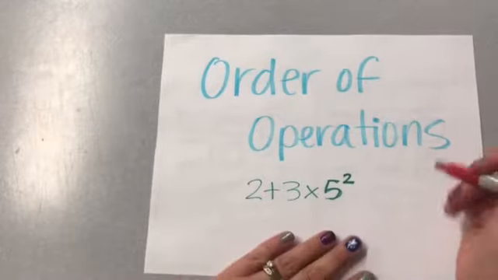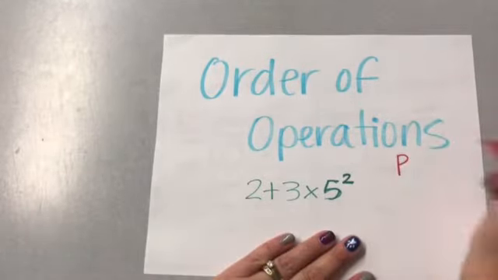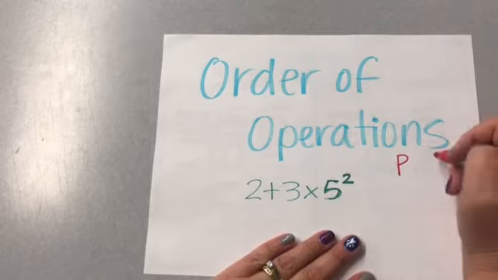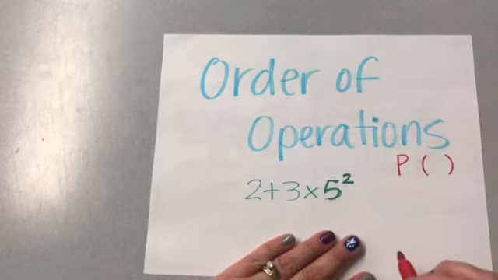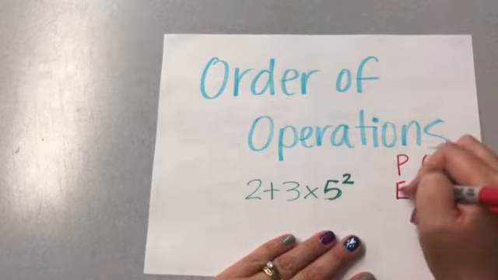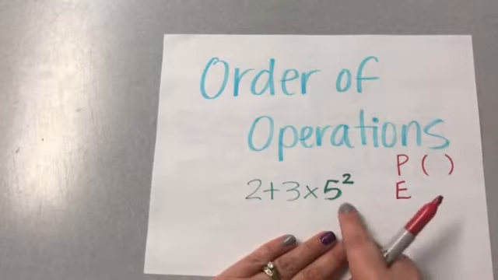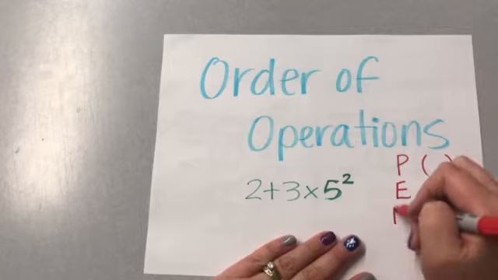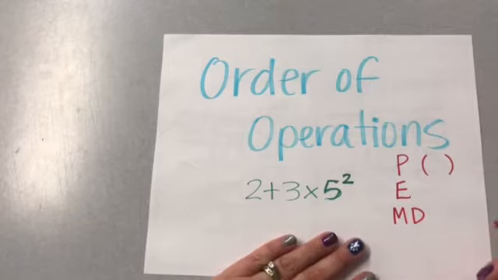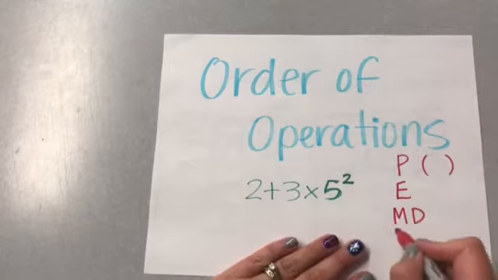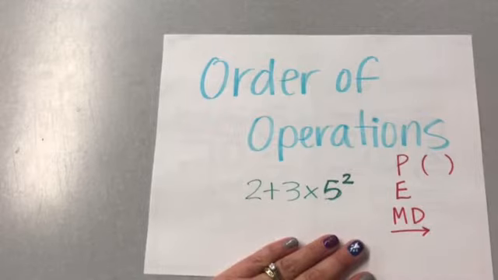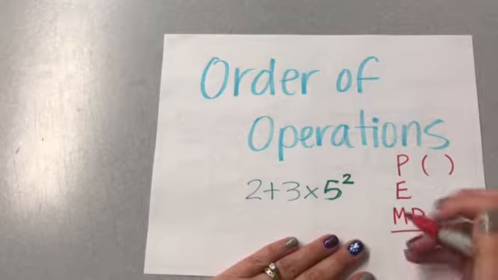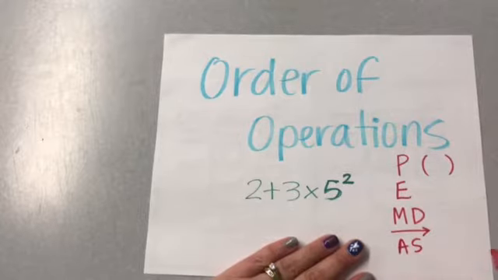And the rules say we have to first do anything in parentheses. Parentheses are those things. Then we have to do any exponents. Here's an exponent. After we do exponents, we would either multiply or divide, whichever comes first in order from left to right. So if division comes before multiplication, you would do that first. And then the last thing we do is we add and subtract in order from left to right.